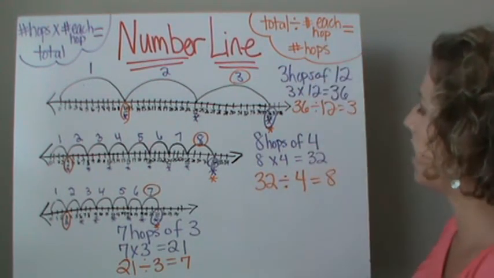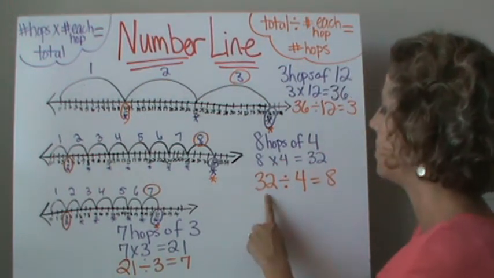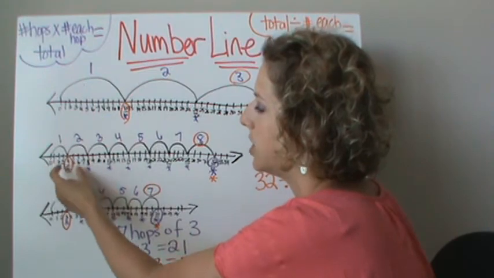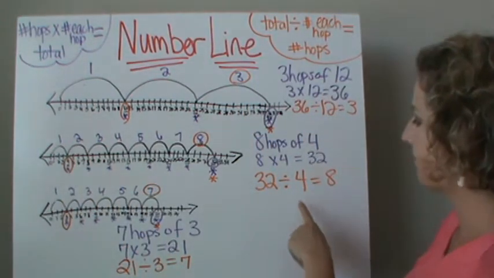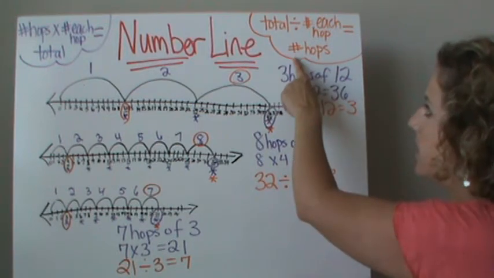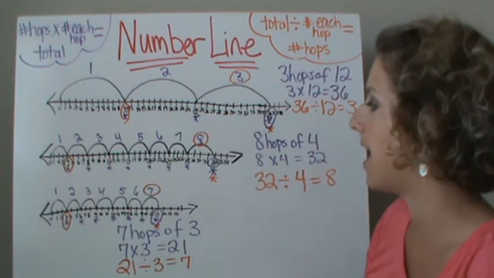Or the division model, you take the total number you land on, 32, divided by what each hop is skip counting by, divided by 4 is equal to 8, or is equal to the number of hops, and there were 8 hops.